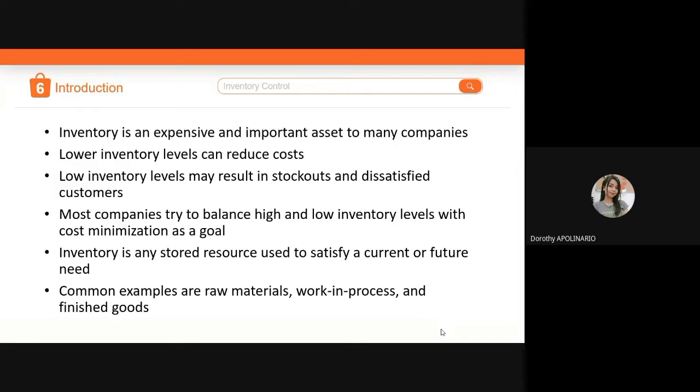Next, inventory is any stored resource used to satisfy a current or future need. So the common examples of inventory are raw materials, work in process, and finished goods.